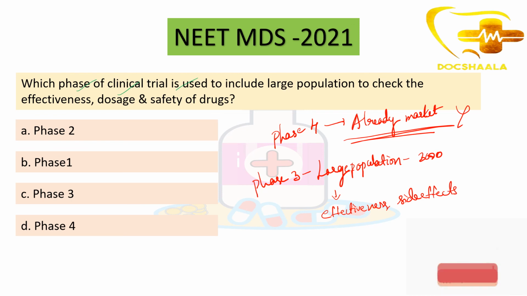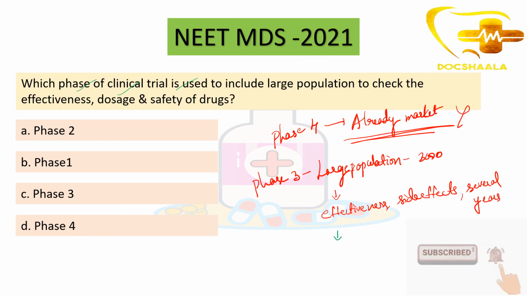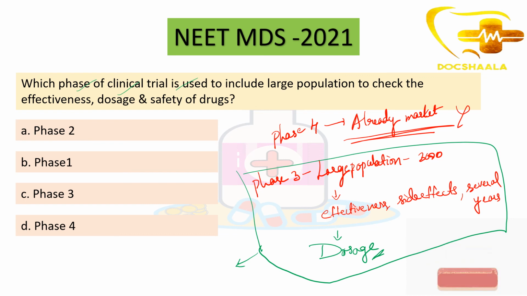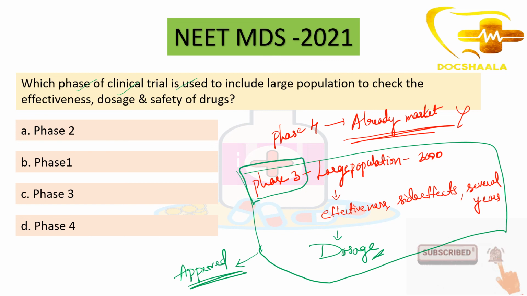We do it for several years. We don't do it for a short span and say that this drug is safe. So we do it for several years, and depending upon it, we even decide upon the dosage here only. After deciding all these factors, only then does this drug get approved. So the most important phase in clinical trials is phase 3 for the drug to get approved. So the answer for this question will be phase 3, which is option C.